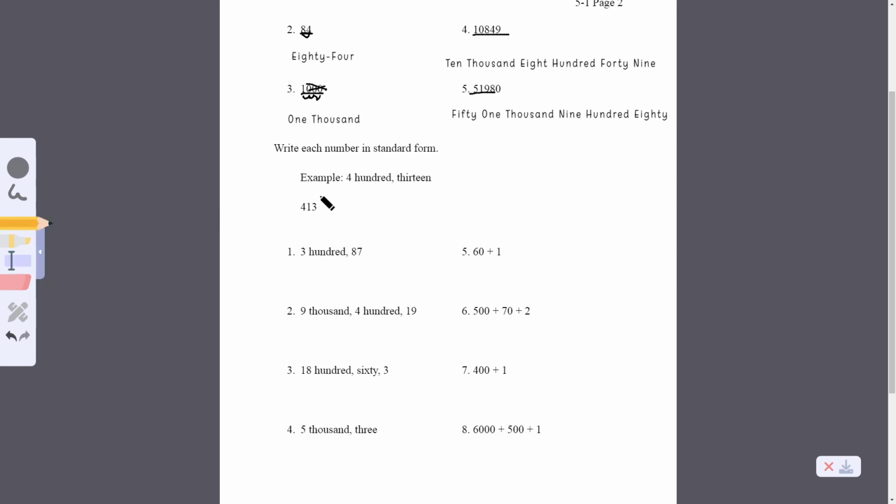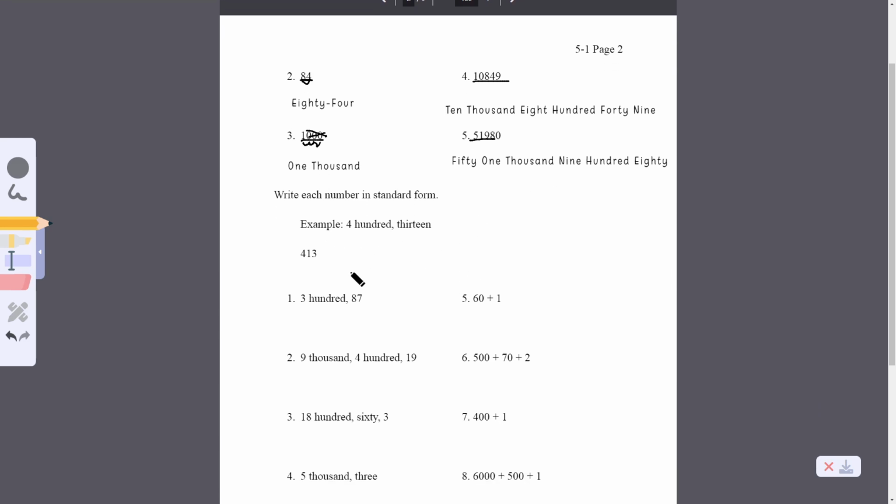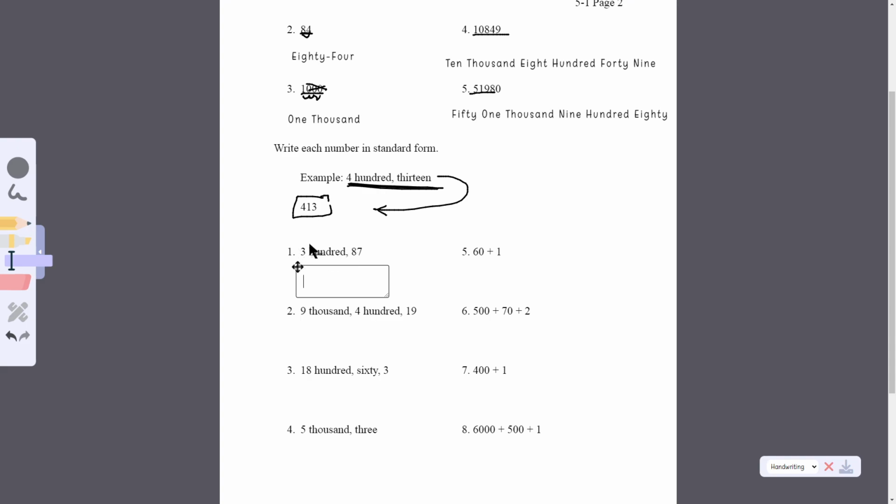Write each number in standard form. So this is just working backwards. Instead of giving us this number and expecting us to make the word form of it like this, you would go from the word form to the number. This is pretty simple. All you need to do is multiply the number that you see by the word that's separated by the comma to the other digits. So here you would do 3 times 100, 300, plus 87, which is 387. That would be your answer.